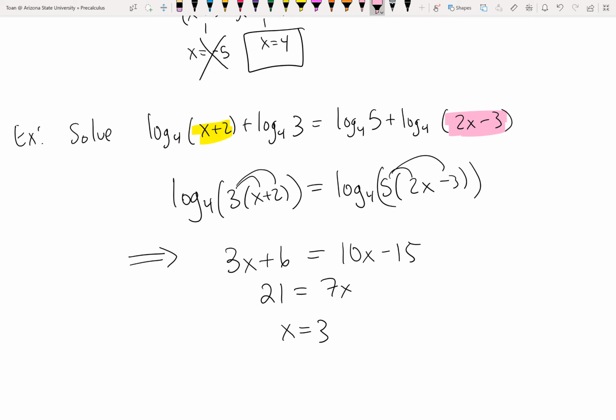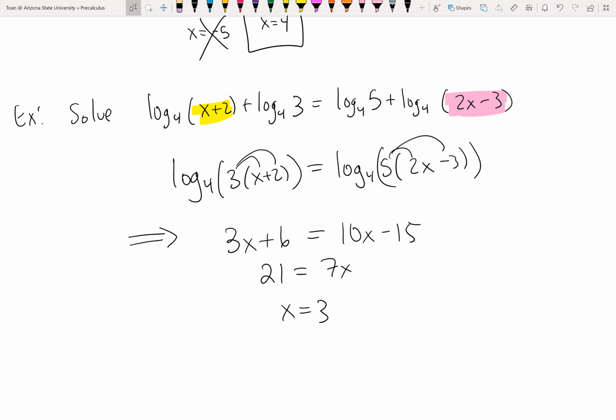I hope you guys get the idea by now. I'm going to sort of be lazy and fast forward through it. I'm just going to say it out loud instead of writing it out. But if you were to plug in x equals 3, if you were to check against the arguments, this is a good answer.